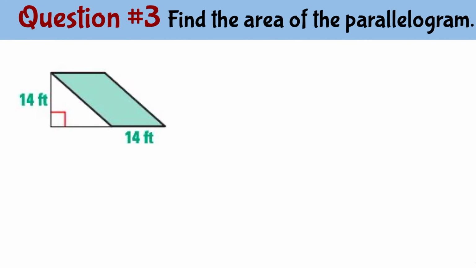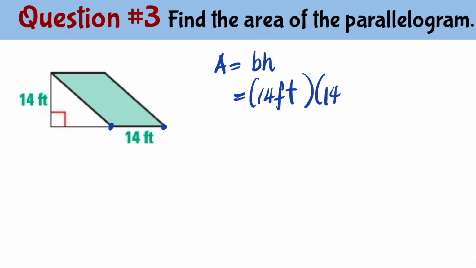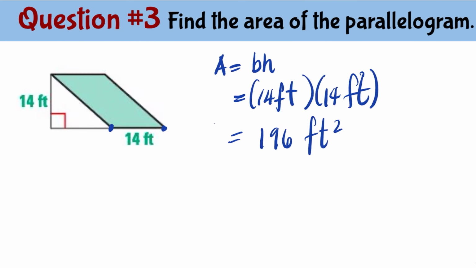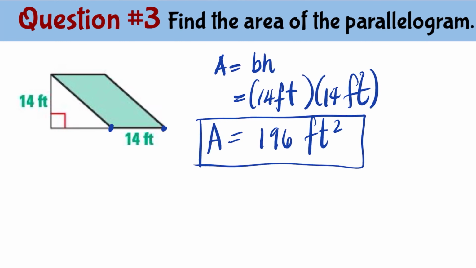Question number 3. Find the area of the parallelogram below. In this parallelogram, the base is 14 feet from this point to the right, and the height is also 14 feet, which is outside the parallelogram. So area is, again, using base times height. So we have 14 feet times 14 feet. So 14 times 14 is 196. So the area is 196 square feet.